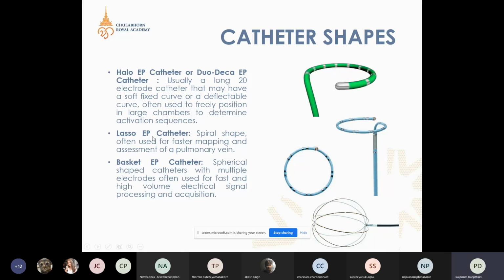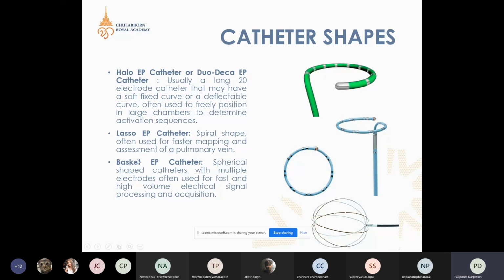The next one is the lasso EP catheter. The lasso EP catheter, the shape is spiral, and this catheter is often used for faster mapping and assessment of the pulmonary vein in the case of atrial fibrillation ablation.